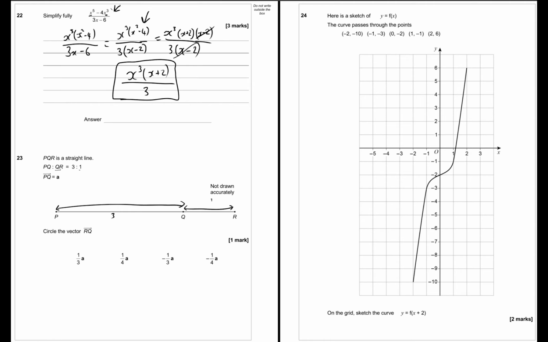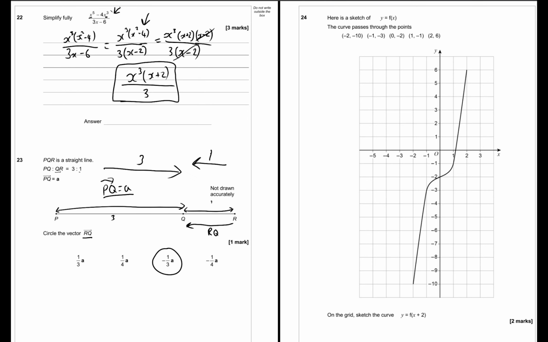Okay, so we know the vector PQ equals A. And we want to find the vector RQ. So from here to here, R to Q, what is this in terms of PQ? So PQ is going this way by 3. We want a vector which goes this way by 1. So it's going to be a negative, isn't it? And it's going to be a negative vector which is travelling 1/3 of the distance. So it's going to be this one, minus 1/3 of A.